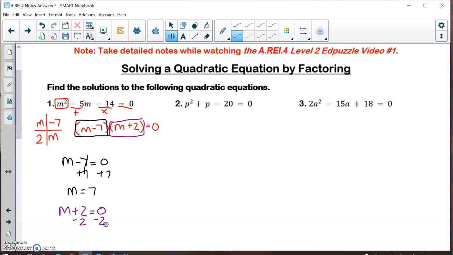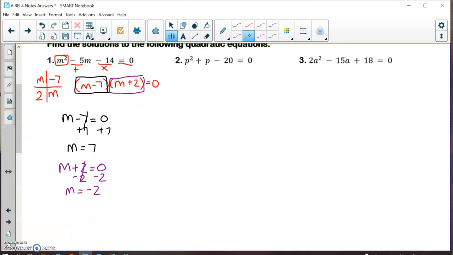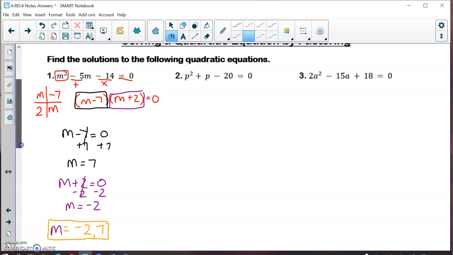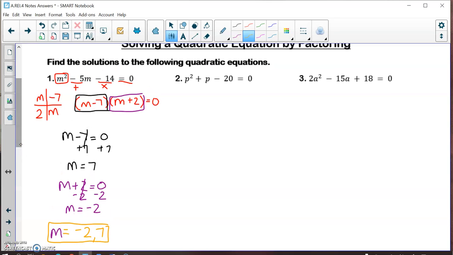And subtracting 2 from both sides, I get m could also be -2, and that would make this equation true. So this has two solutions here. m could be equal to -2. m could also be equal to 7 to make this equation true. And if you wanted to check your answers, you can always put -2 or 7 back into your original problem to see if you come up with a true statement.